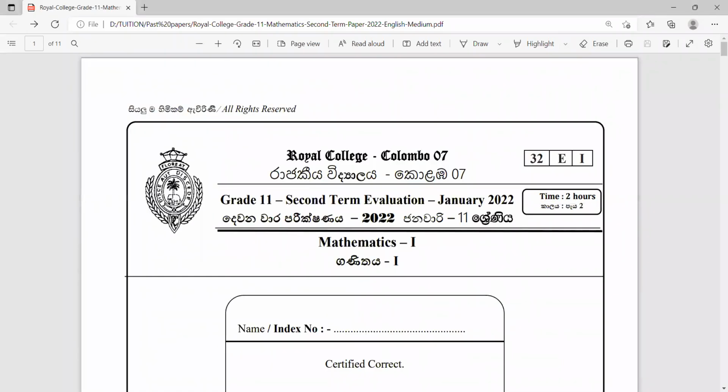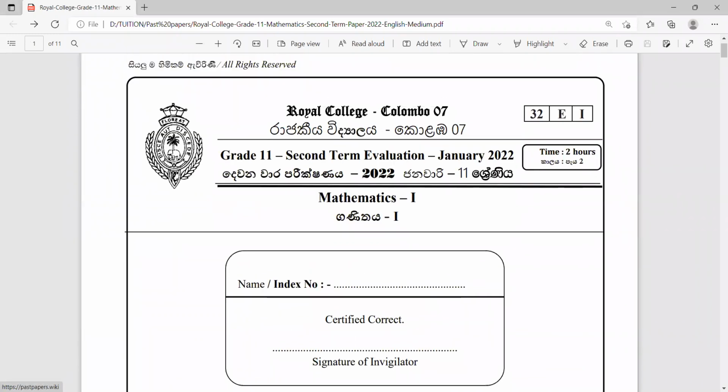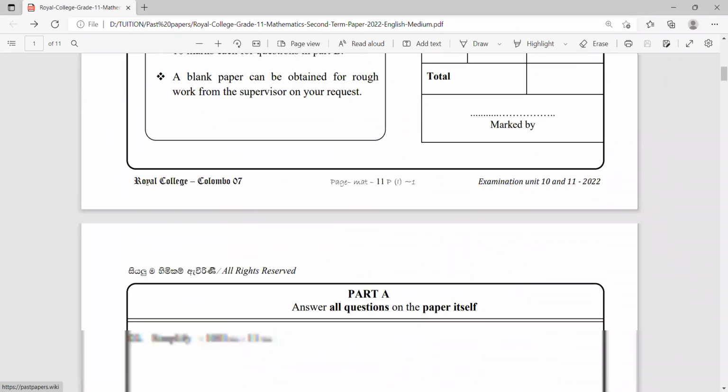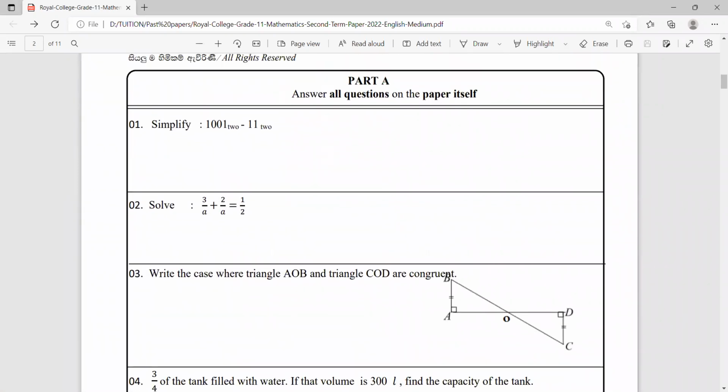Hey students, here we are going to discuss this second term grade 11 mathematics paper, and this is from the Royal College. And these days, as you are getting ready for the second term test, this will be a good revision for you. So you could practice these papers, and you can download this from the internet and practice also.